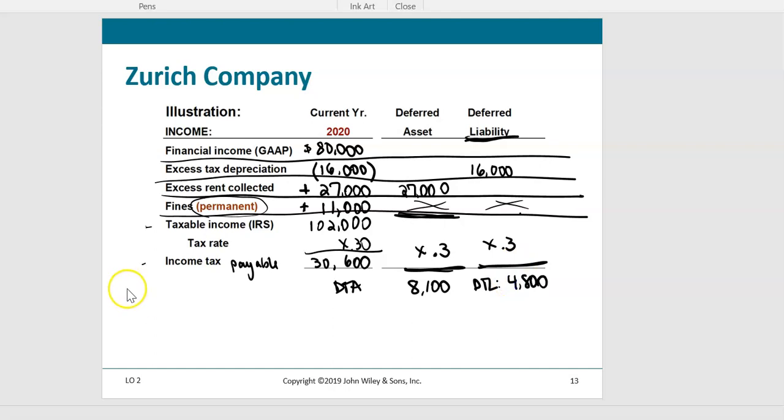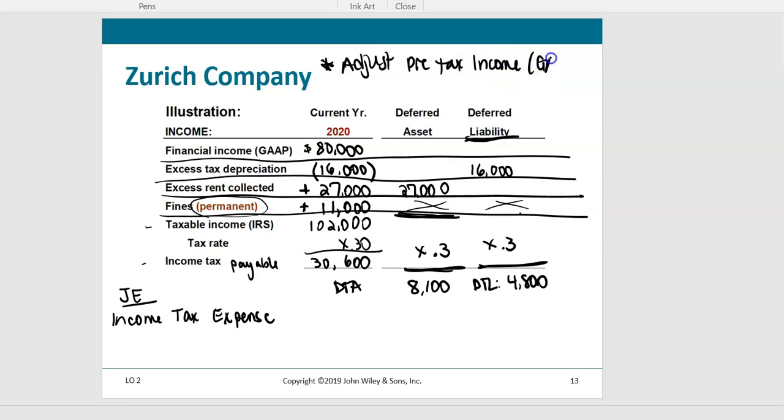Next, let's record the company's journal entry for income tax expense, income taxes payable, and the necessary deferred tax asset and liability account. We start with our debit to income tax expense. And in the last video, we said we could simply take our pre-tax income, in this case $80,000, multiply it by the 30% tax rate to get our income tax expense. But we need to make an adjustment here. We have to adjust pre-tax income or book income or income before taxes. This is our GAAP number for any permanent differences because they're not going to reverse.